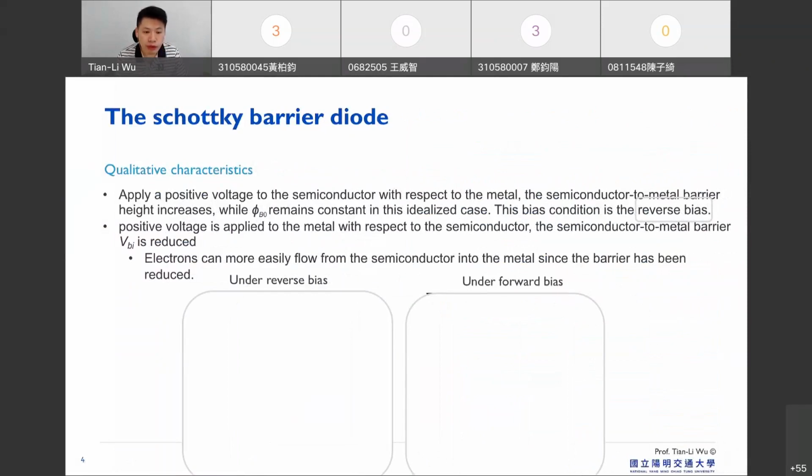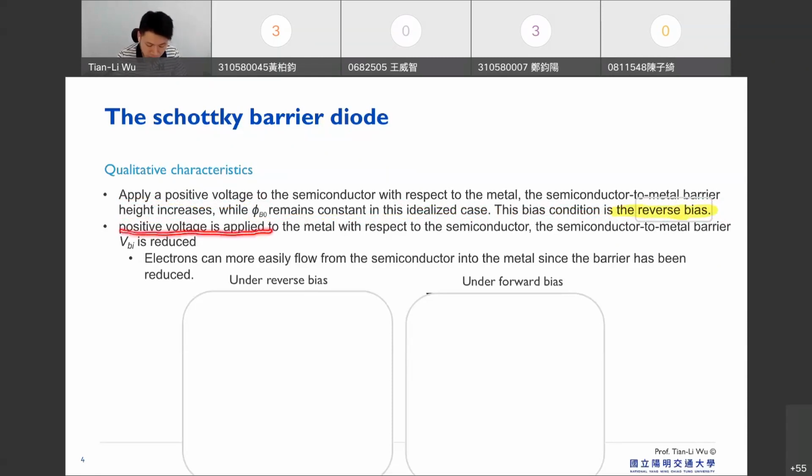And the analysis of the Schottky barrier diode is very similar to the previous case when we analyzed PN diodes. We will also discuss the case under the forward and the reverse bias. So when we apply a positive voltage to a semiconductor with respect to the metal, the semiconductor to metal barrier will increase, and the barrier height remains constant in this case. This bias condition is called reverse bias. This is called the reverse bias here.